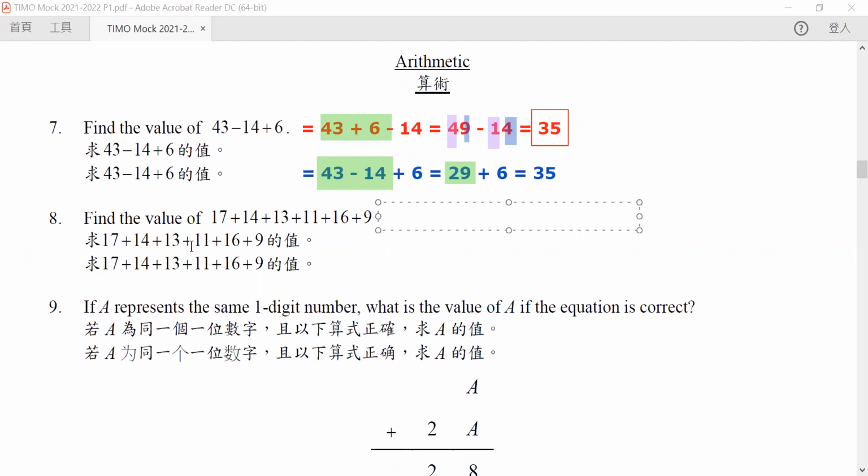Okay, so let's go to question number 8. Find the value of 17 plus 14 plus 15 plus 11 plus 16 plus 9. Again, this question requires you to rearrange numbers.